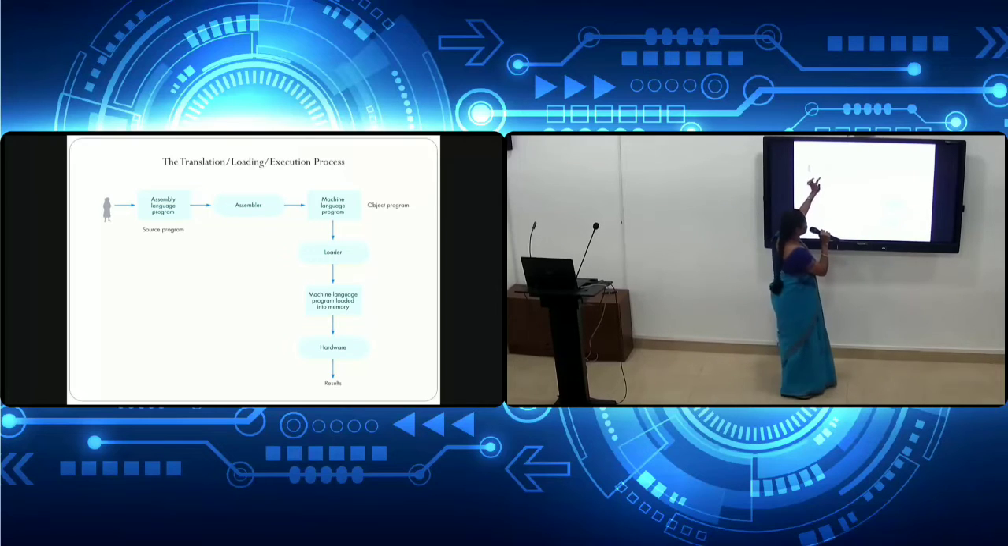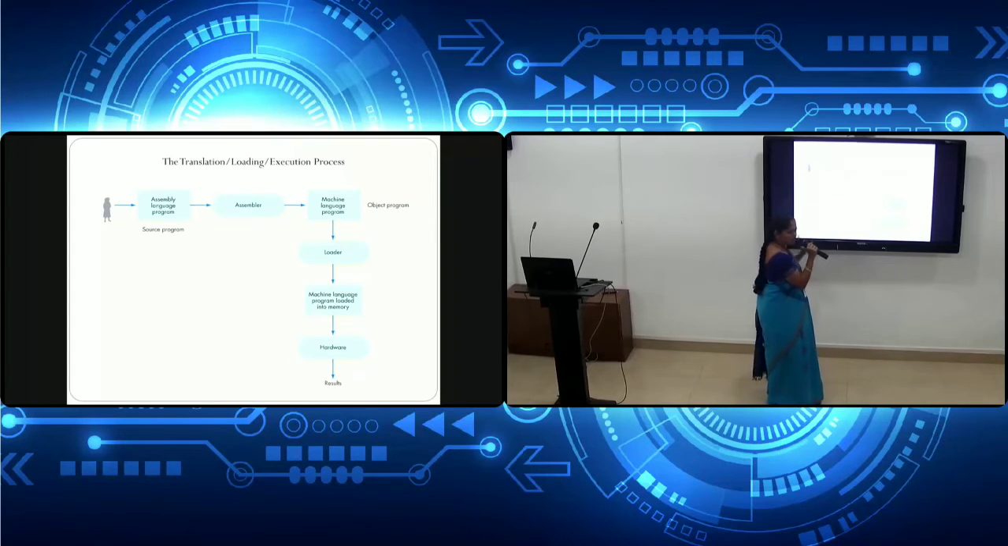First, the assembly language. This is your source program. It is converted by the assembler. Then this assembler converts it to a machine language program. Then that comes to your loader, linker, that is your memory management. And it goes to your hardware. It is stored in your hardware and it gives the result. So this is the main configuration of your system process.